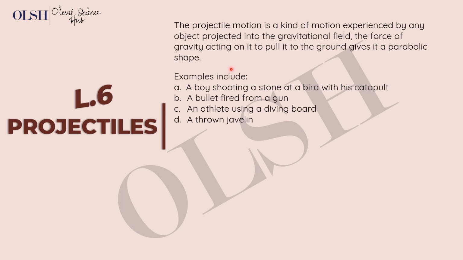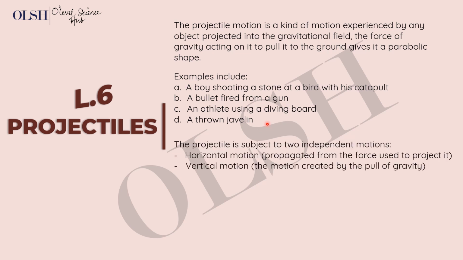So examples of this kind of motion include a boy shooting a stone at a bird with his catapult, a bullet fired from a gun, an athlete using a diving board, a thrown javelin. All those are kind of projectile motion where you have the object move in a parabolic path.